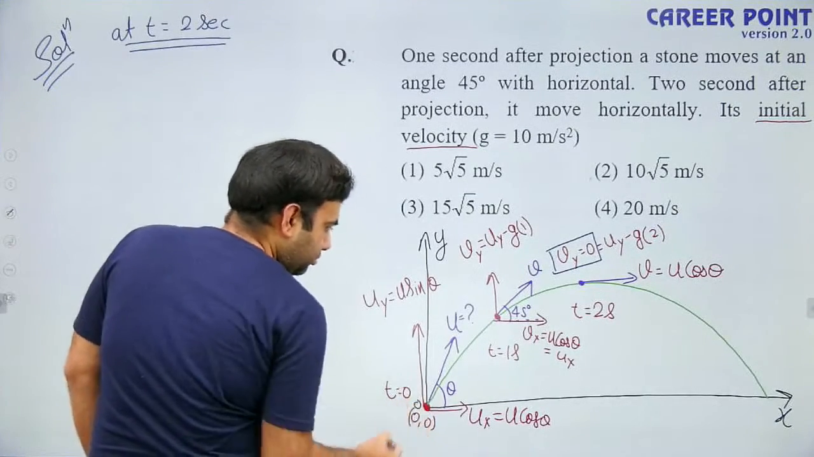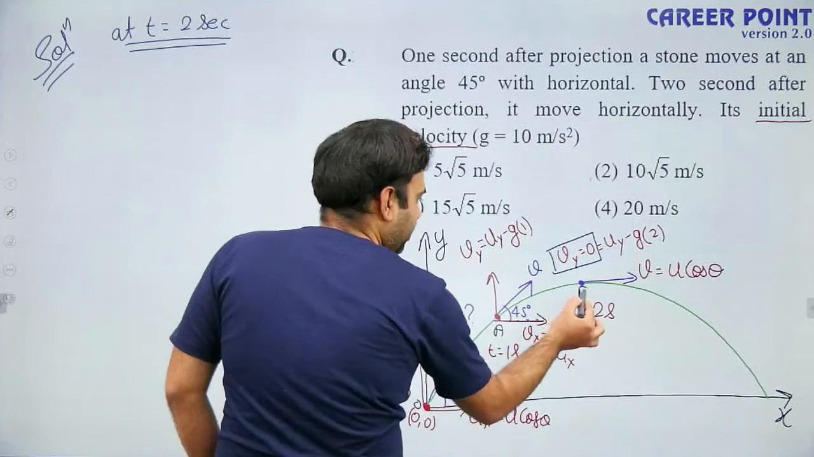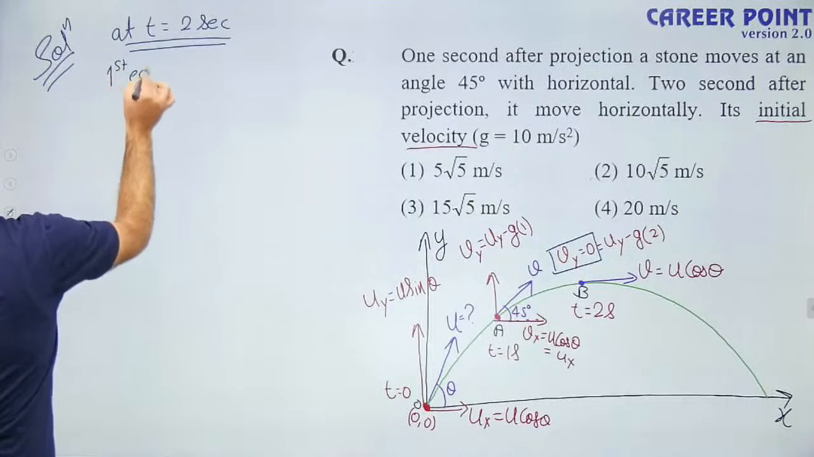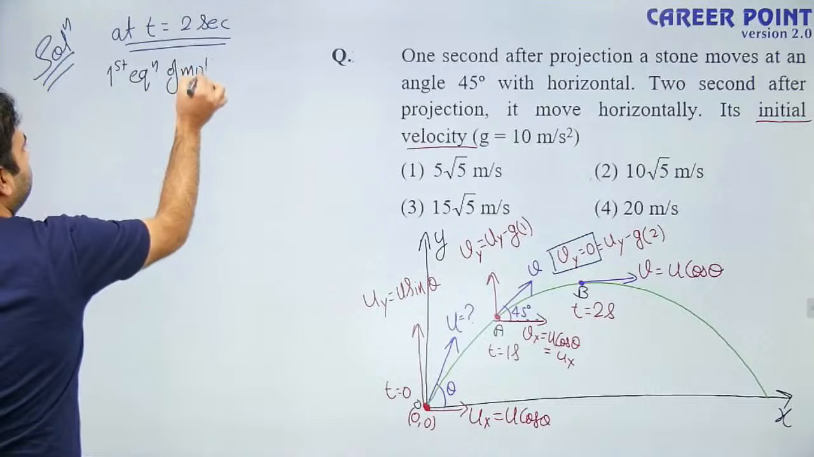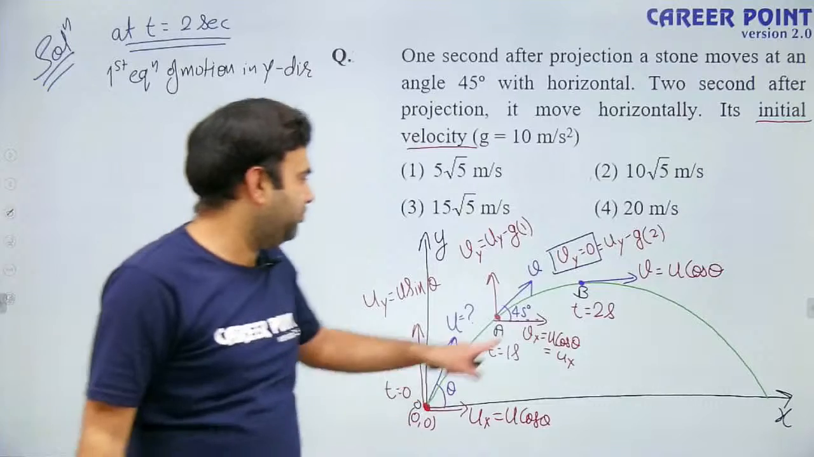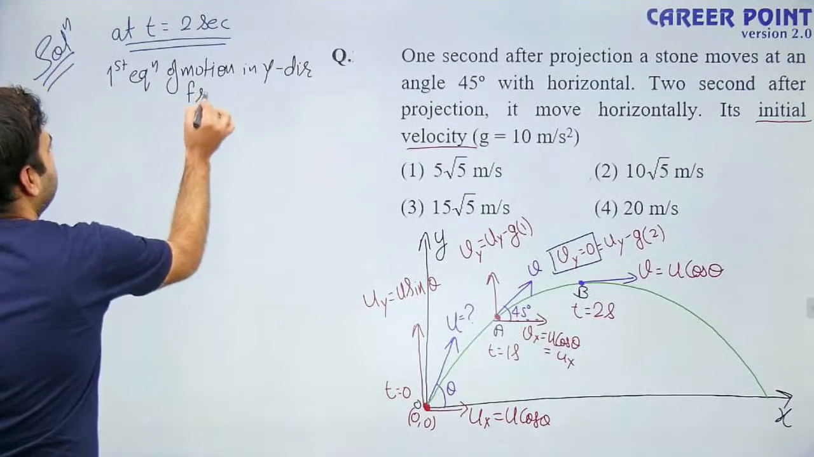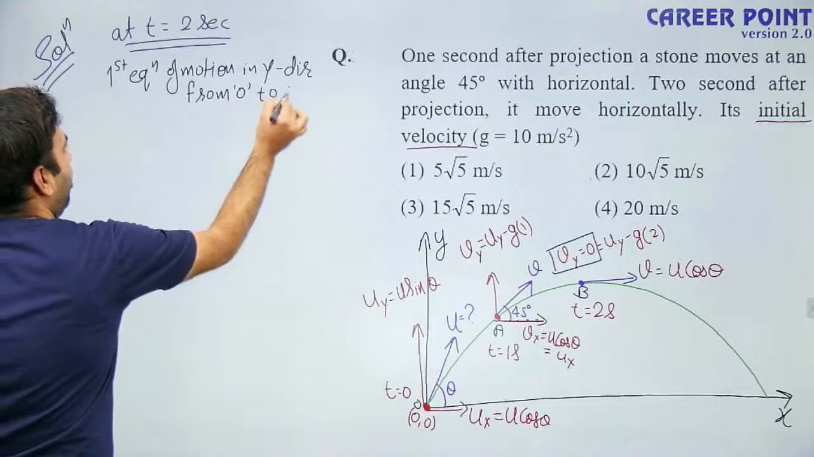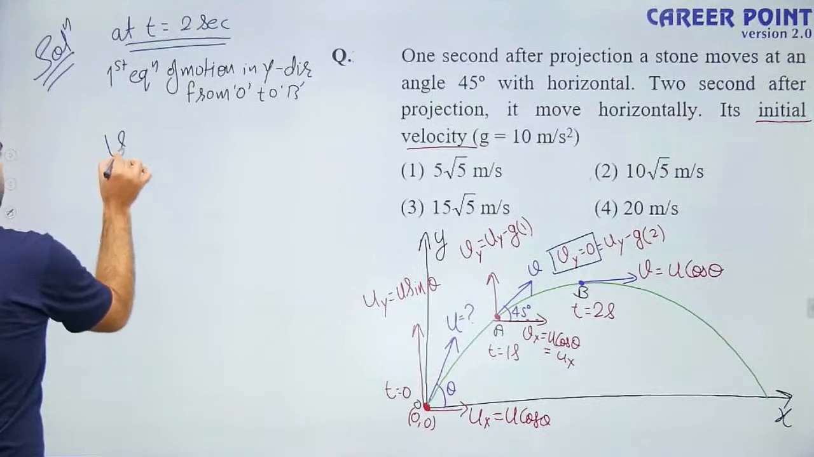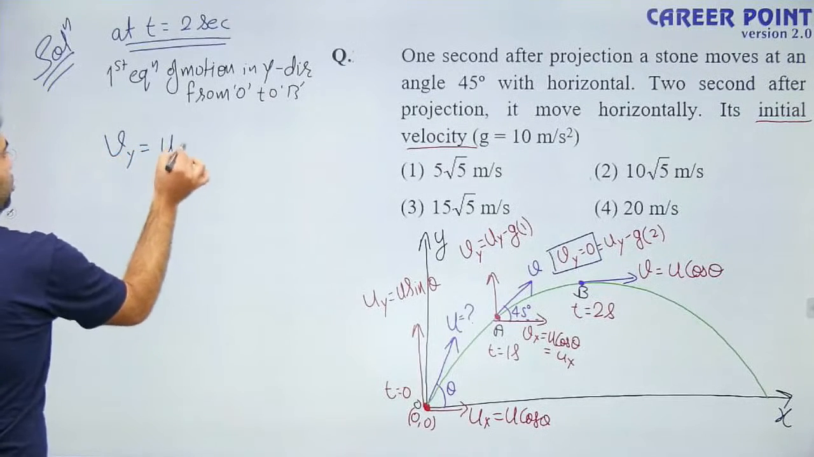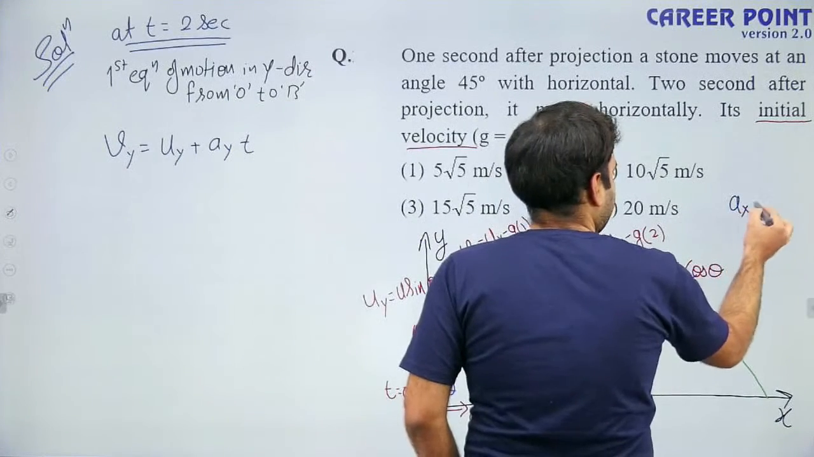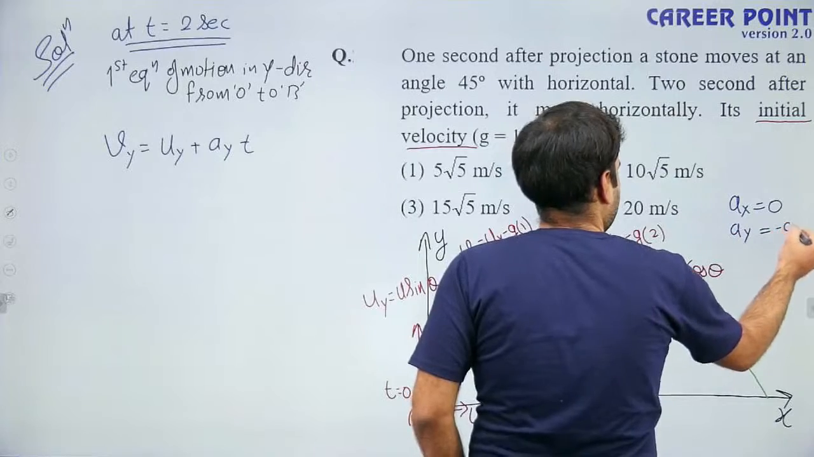This is point O, origin. This is point A. This is point B. If I apply the first equation of motion in y direction from point O to point B, what will I get? What is the first equation of motion? It is vy equals uy plus ay into t. All of you know acceleration in x direction is 0 and acceleration in y direction is equal to minus g.